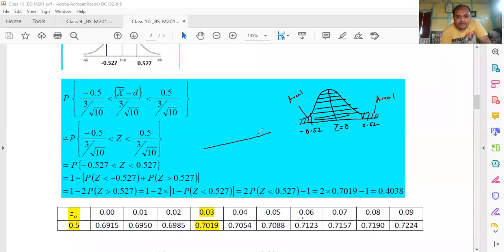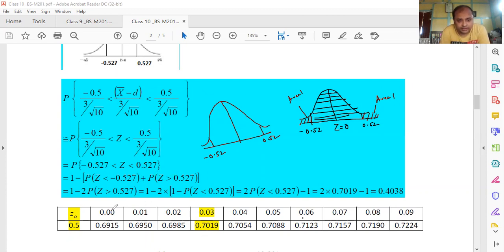But now again you see that the drawing which I am making right now is a very horrible drawing. I beg pardon, because my drawing is very bad actually. Anyways, what I have now is the points minus 0.52 and plus 0.52. I want to get the area of these two tails. Now you see one thing, how can I find the area of these two?